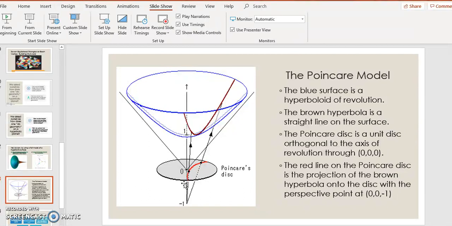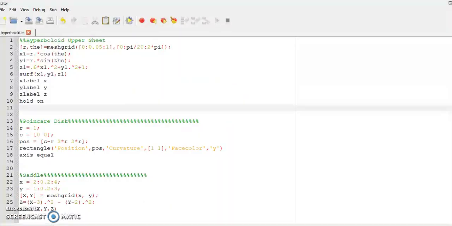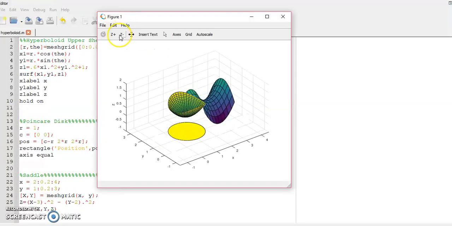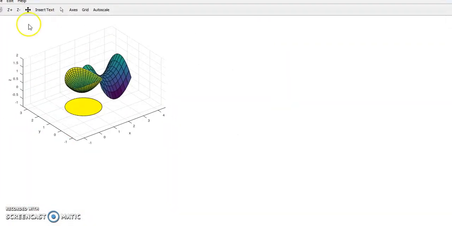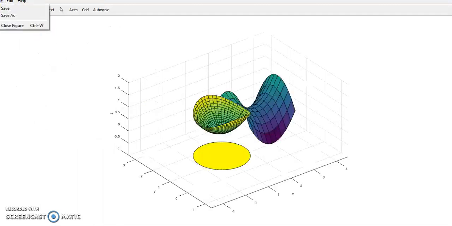I want to take another look at it in 3 dimensions using Octave. Here's a program I wrote in Octave that allows me to rotate the hyperboloid in real time and get a better feel for what's going on with this construction of the Poincaré disk. If I run this, I get this graphic here. Let's make it a little bigger, and I can rotate it into any view.